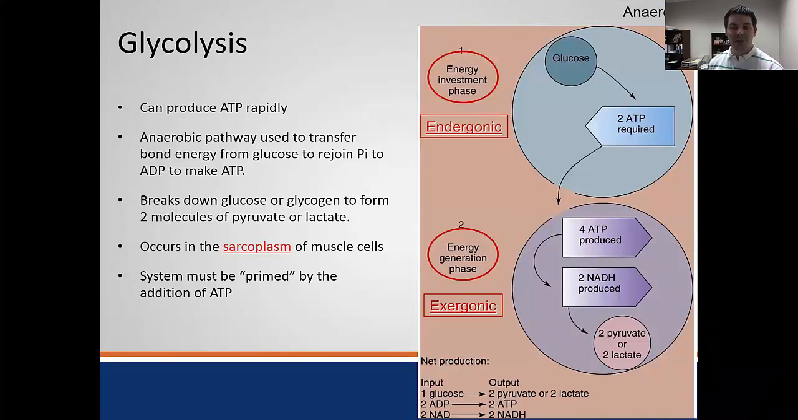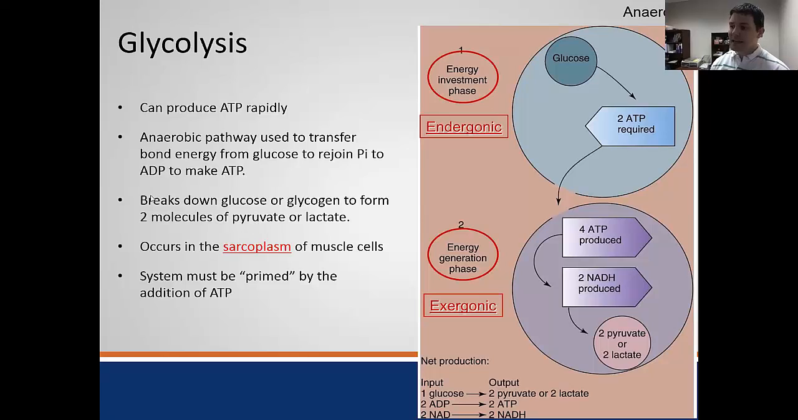In the last section of this module, we're going to focus on the other anaerobic pathway. If you'll remember, by anaerobic, what I mean is that this process does not require oxygen in order to produce ATP. The process here is glycolysis. Glycolysis is an anaerobic pathway used to transfer bond energy to turn glucose ultimately into ATP by rejoining the inorganic phosphate to ADP. It produces this ATP relatively rapidly, not nearly as fast as the phosphocreatine system can create ATP, but faster than the aerobic systems, which we'll cover in the next module.